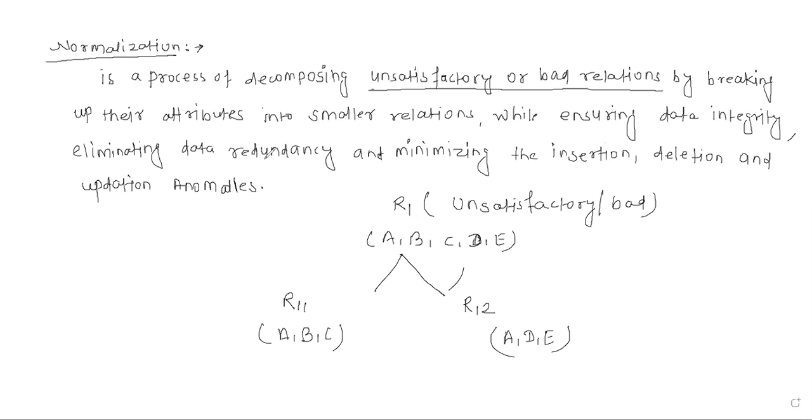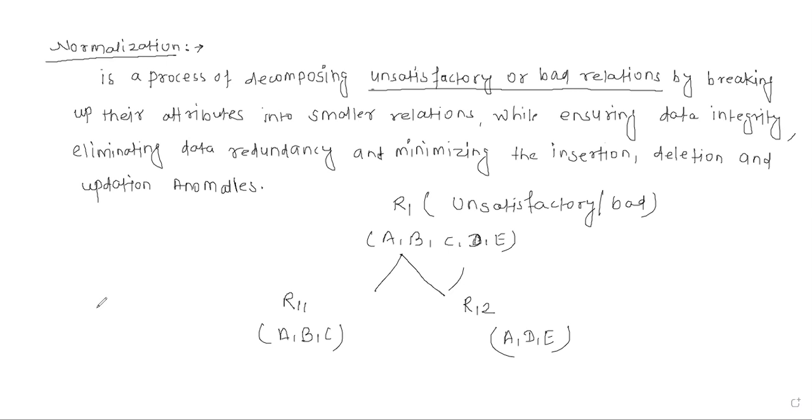Second thing is that you should be able to remove the redundancy, means whatever the repeated records were there, you need to remove it. And the third one is minimizing the insertion, deletion, and updation anomalies. These three things we are going to understand with one example. So up to this we have done. So this is the definition of normalization.